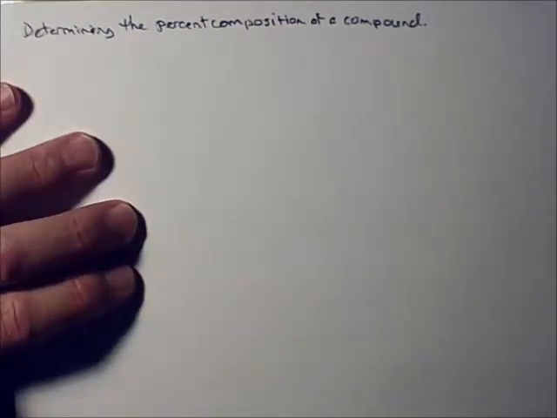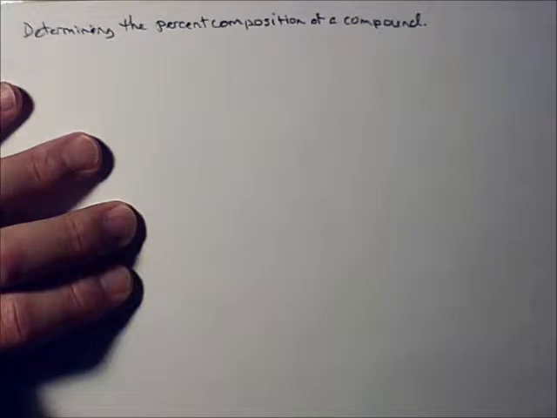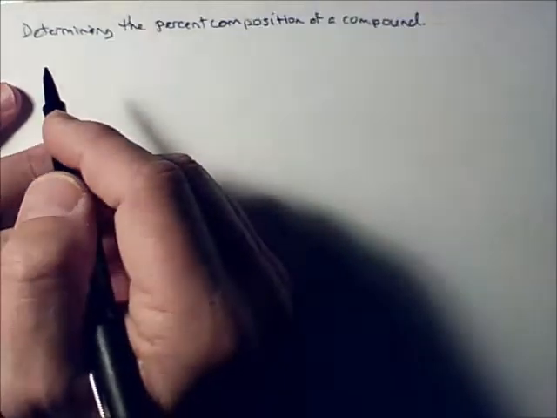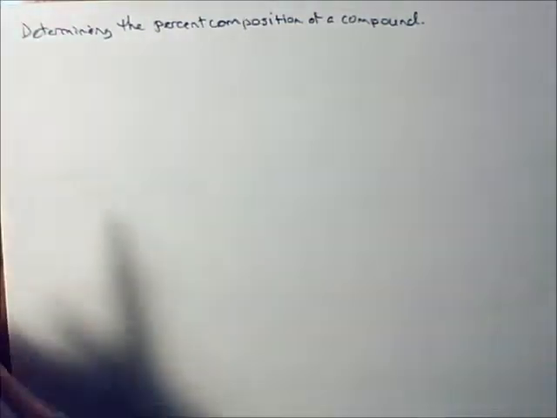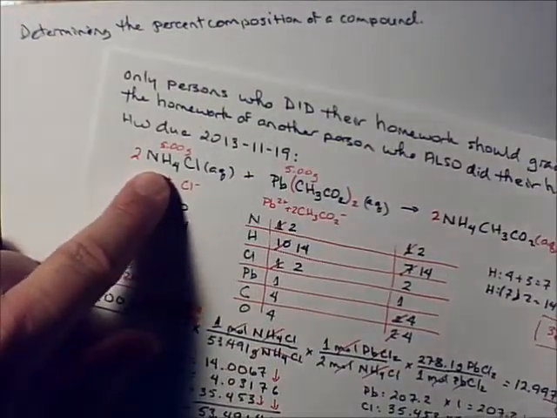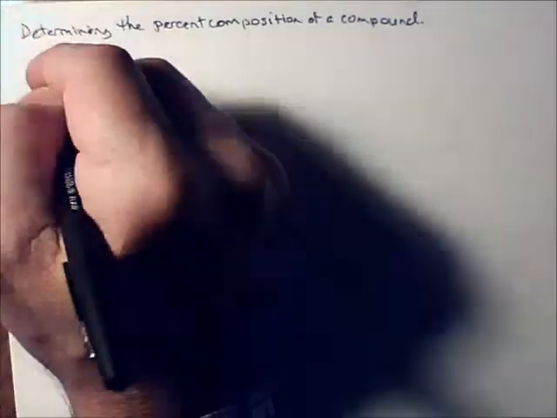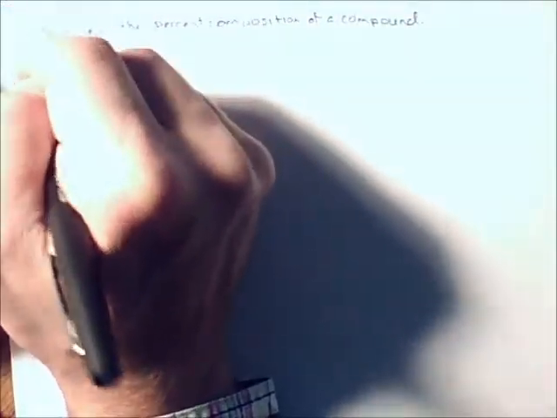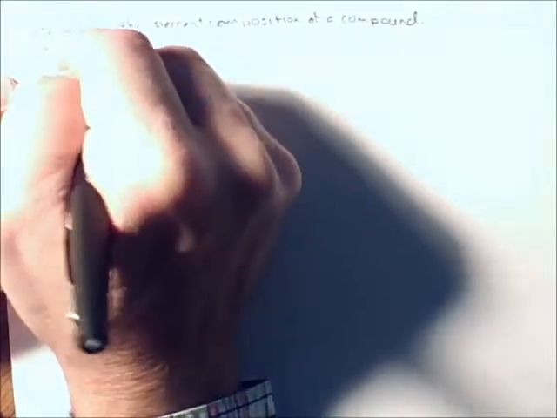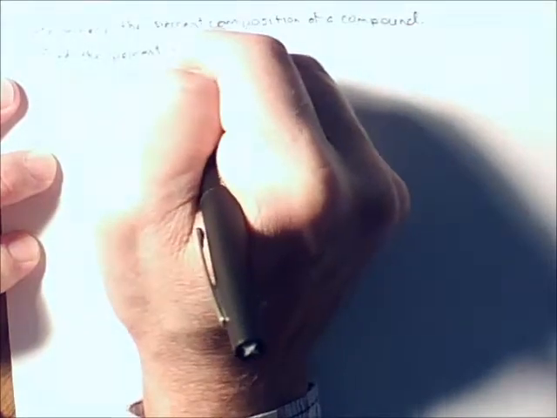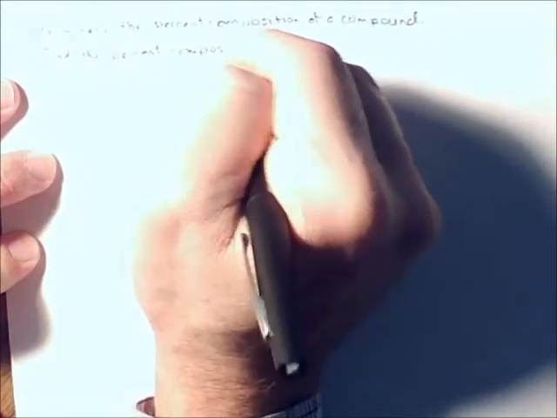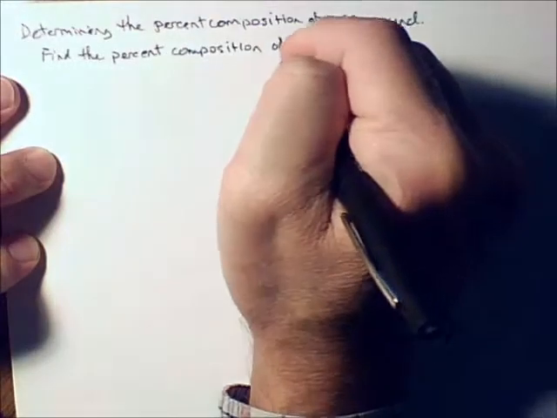So we just did some compounds. We balanced an equation, right? We had to figure out how to balance the formulas, okay? So let's just pull one of those formulas we just did and find the percent composition. How about ammonium chloride here, okay? It's really simple. Here's ammonium chloride. We're going to find the percent composition of ammonium chloride.